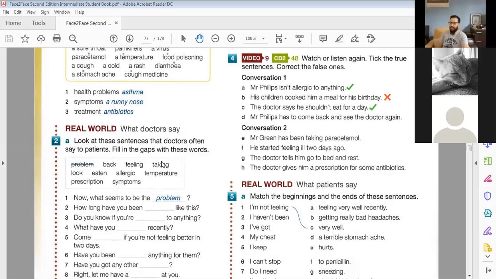Yes, that's what's needed. All right, Mr. Phillips has to come back to see the doctor again. Is that true? Does he have to come back? No, that's correct, she told him there is no need. I'm sure you'll be fine.